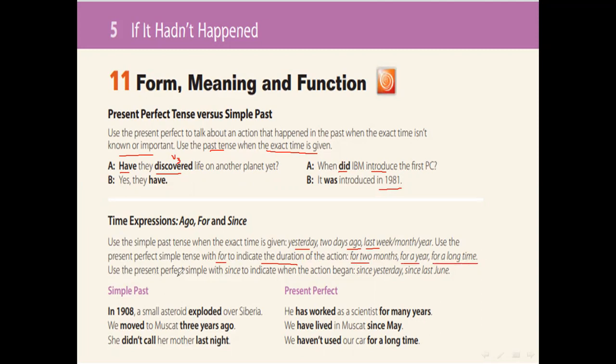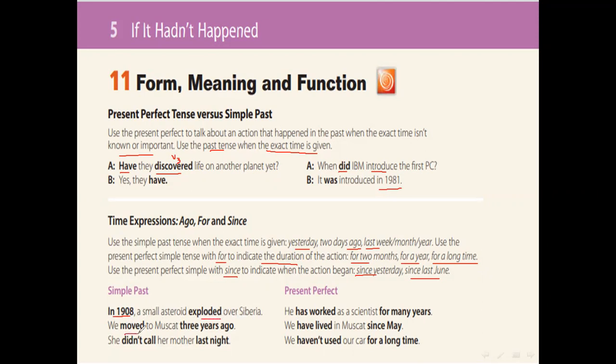But we use the present perfect simple with since to indicate when the action began, since yesterday or since last June. Simple past example: in 1908, a small asteroid exploded over Siberia. Here, there is the exact time, so use simple past.